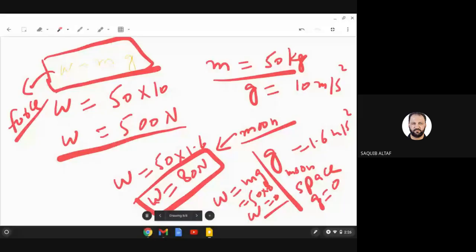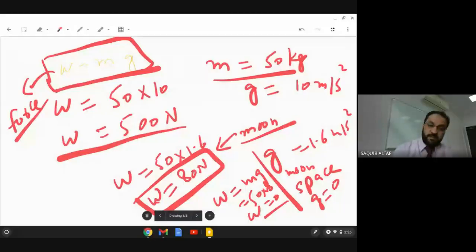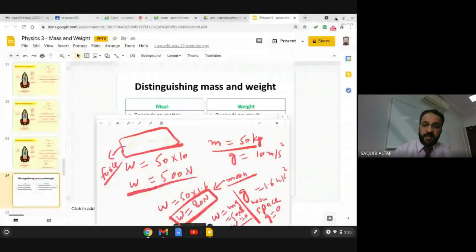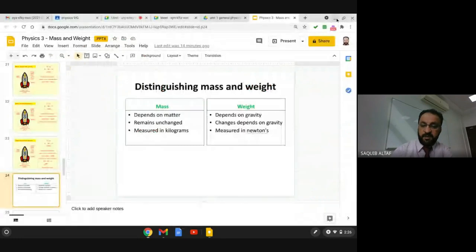Mass is amount of substance. Okay, this is the main difference. And weight depends upon the gravity. Mass remains same everywhere, whereas weight will not remain same everywhere. I hope it is clear now.